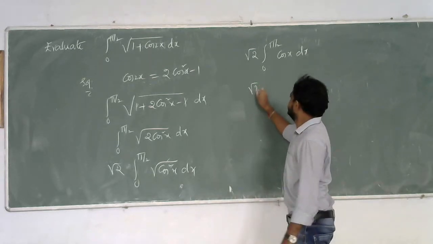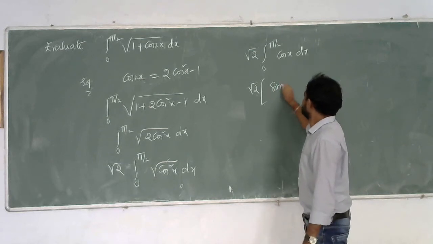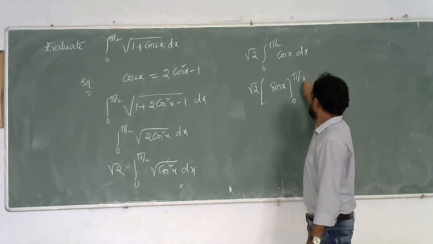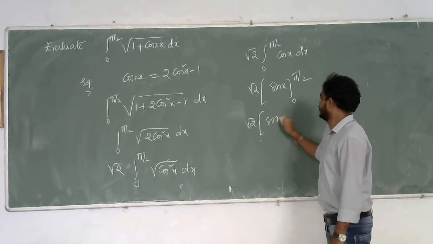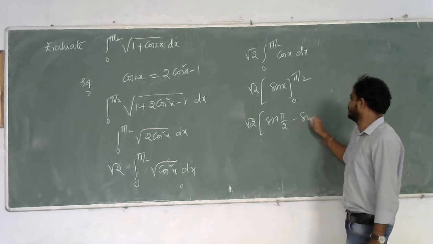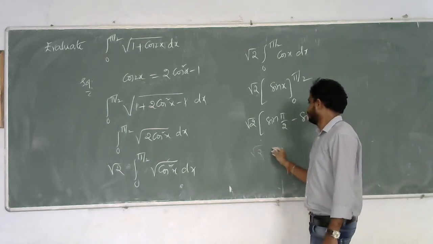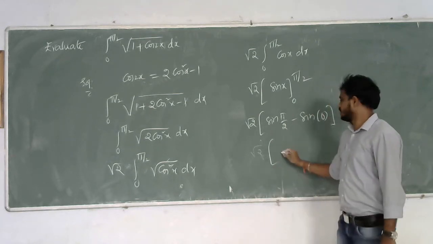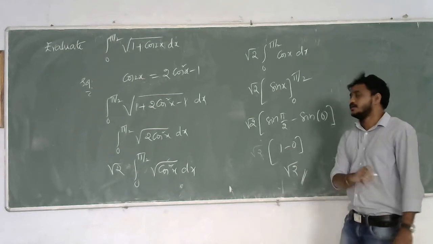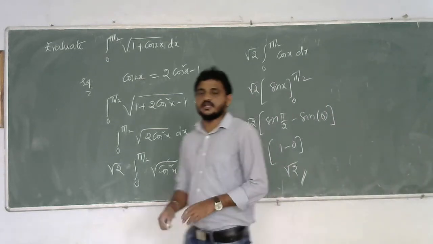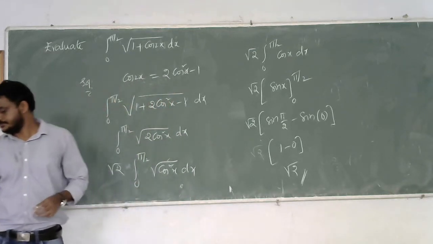So write root 2. Integration of cos x is sin x. Limits are 0 to pi by 2. Now apply the limits. What is the upper limit? Pi by 2, so you get sin pi by 2, minus lower limit 0, so sin 0. Then root 2 into sin pi by 2 is 1, sin 0 is 0. That is root 2, the given integral value. Let us see the next problem.